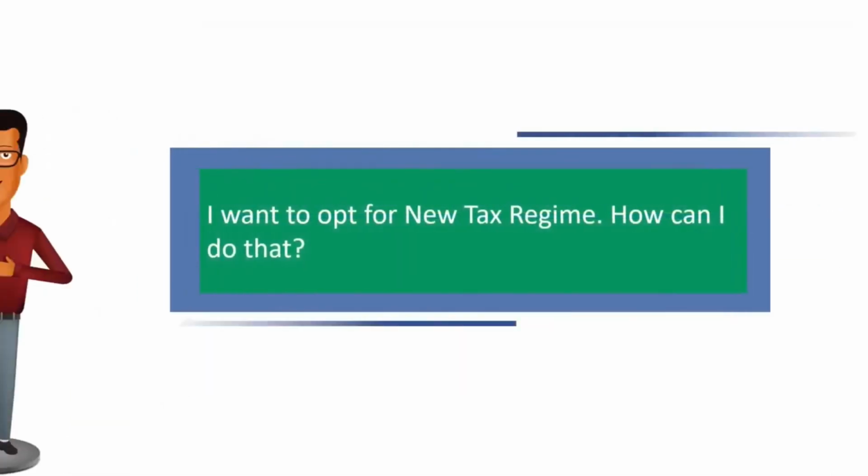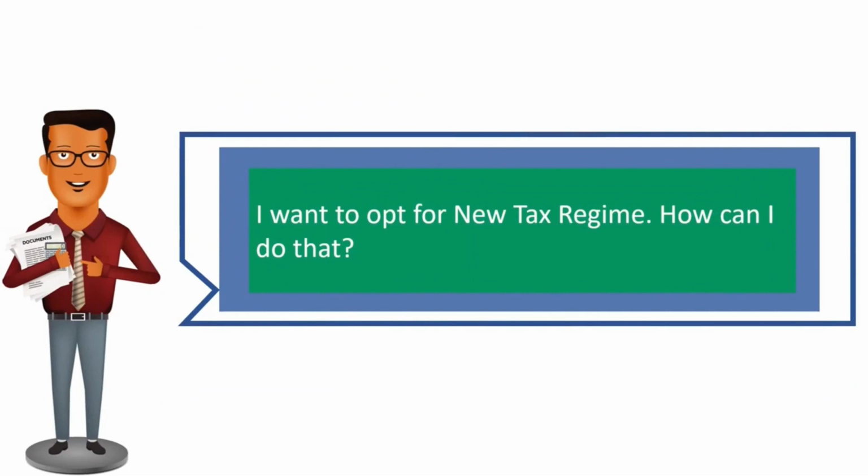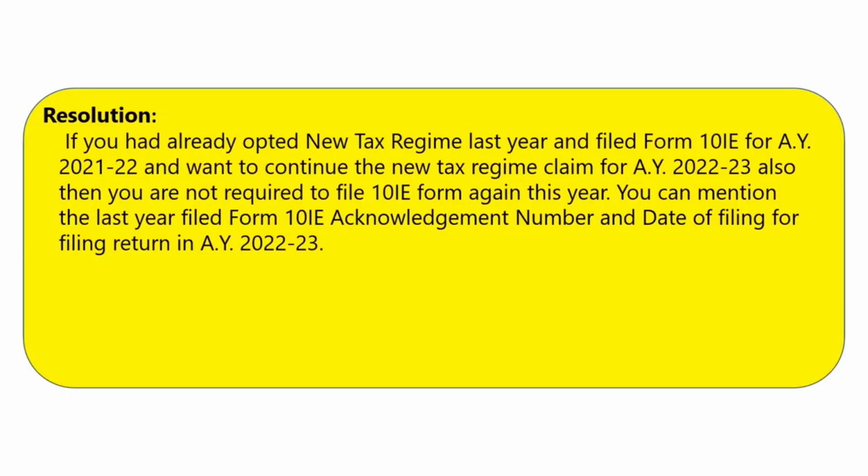The second issue could be that you want to opt in for the new tax regime, and how should you do that? In case you've already opted for the new tax regime in the previous financial year and you had filed your Form 10IE and you want to continue in the new tax regime for the current assessment year as well, you're not required to file Form 10IE again. All that you're required to do is to mention the last year's filed Form 10IE acknowledgement number and the date of filing while filing the income tax return for the current assessment year.